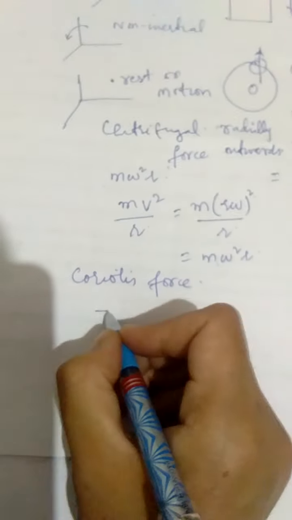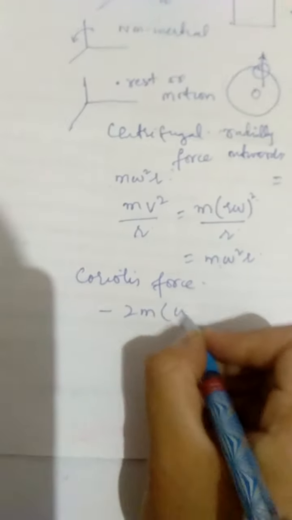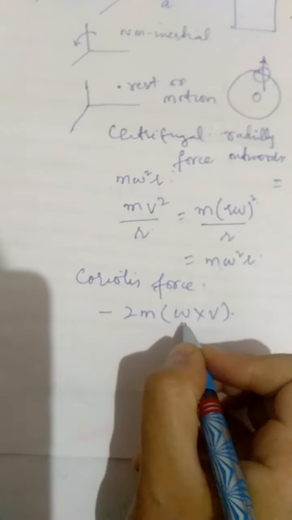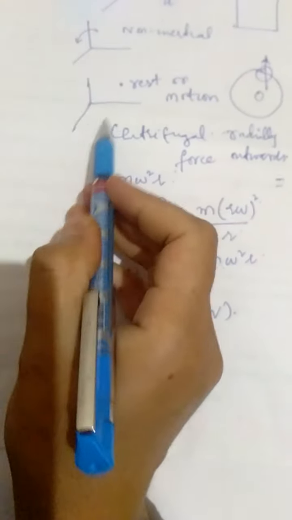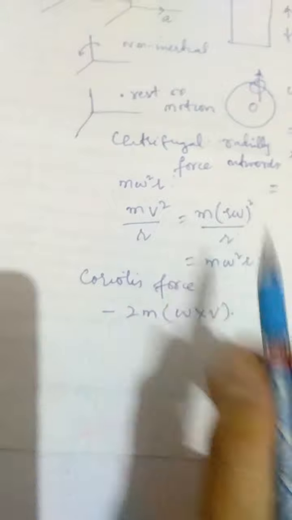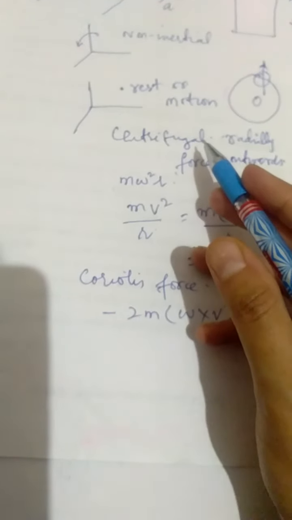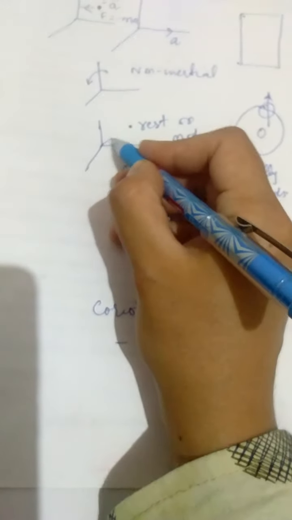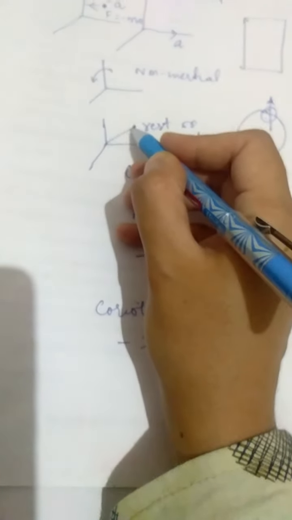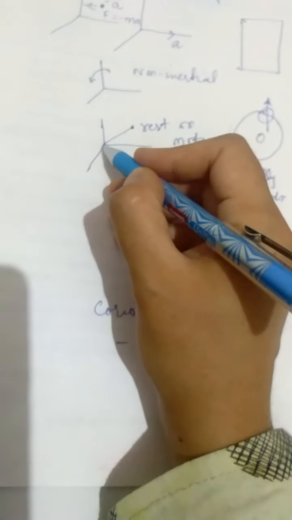Coriolis force is given by minus 2m omega cross v, where omega is again the angular velocity of rotation of the non-inertial frame, v is the velocity of the moving object, m is the mass of the same object, right? And what is this r here, by the way? It is the radius vector that joins the position of this object with the origin of the rotating frame, right?